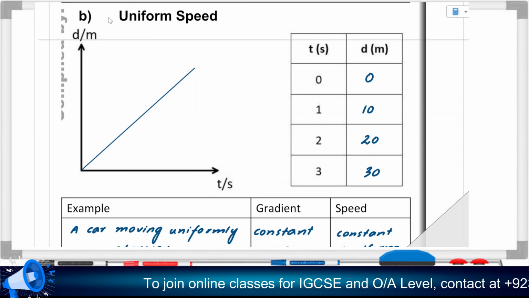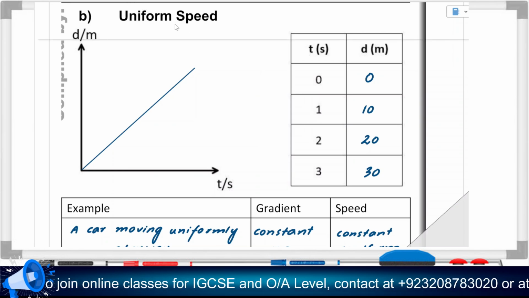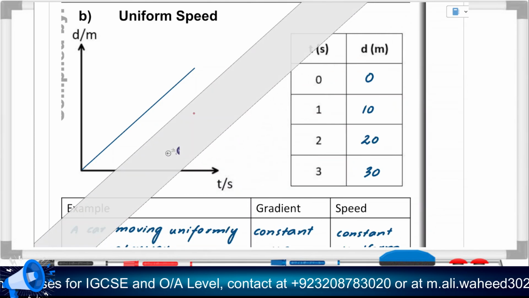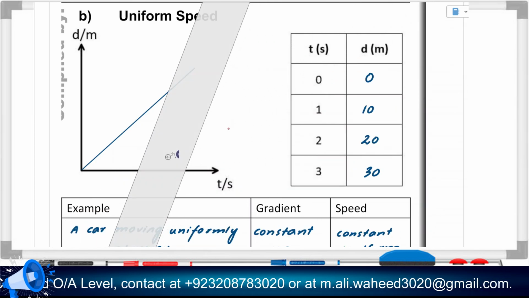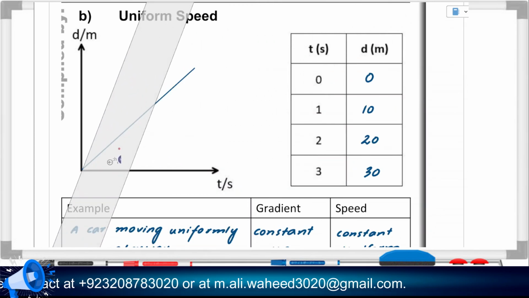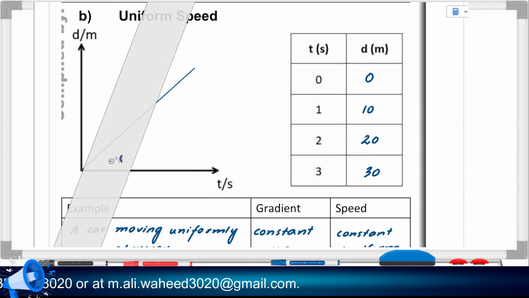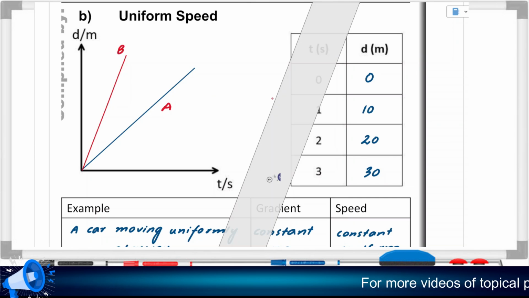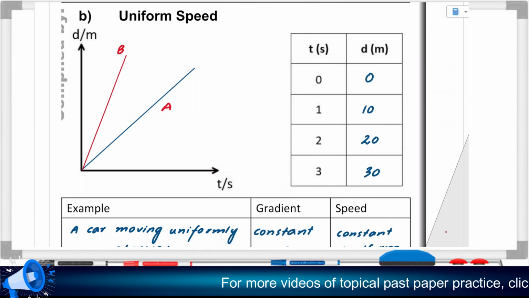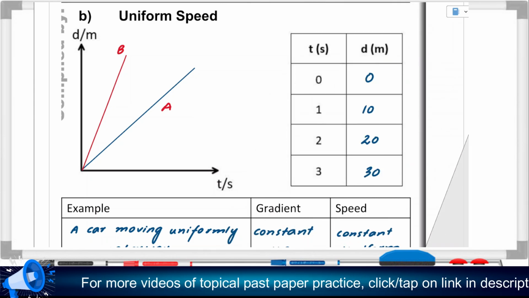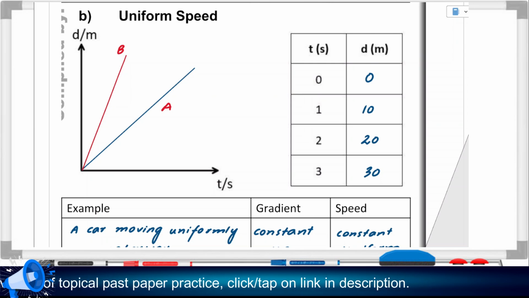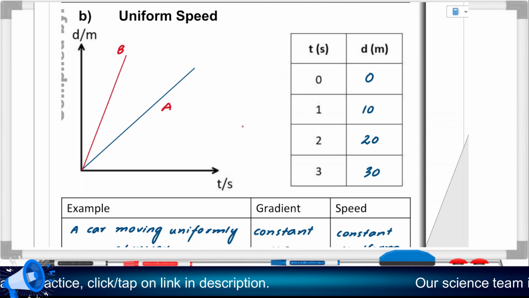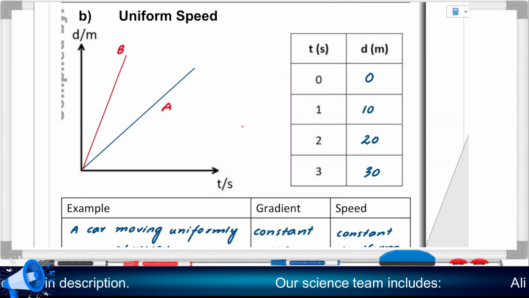Now on the same graph, I'm going to draw another one, and let's call this vehicle B. So I'm going to call this one vehicle A, the graph for vehicle A, and then we have another graph for vehicle B. And now the question is, how do we compare the motion of vehicle A with the motion of vehicle B?